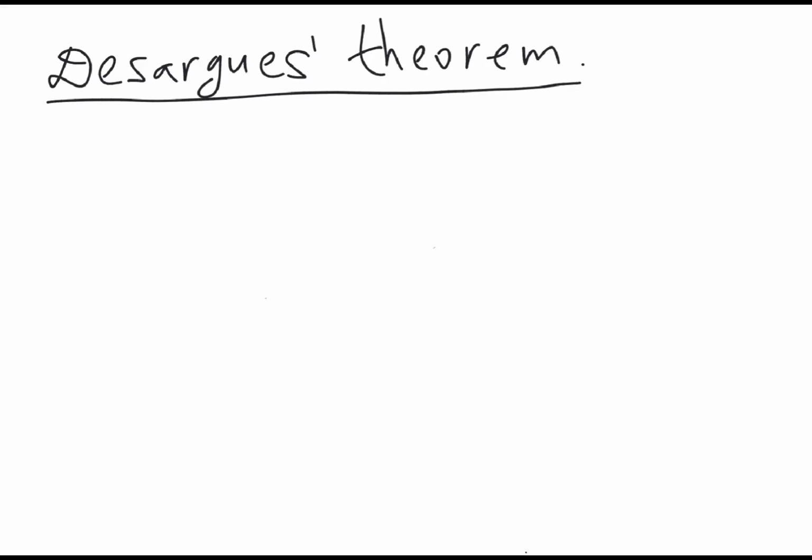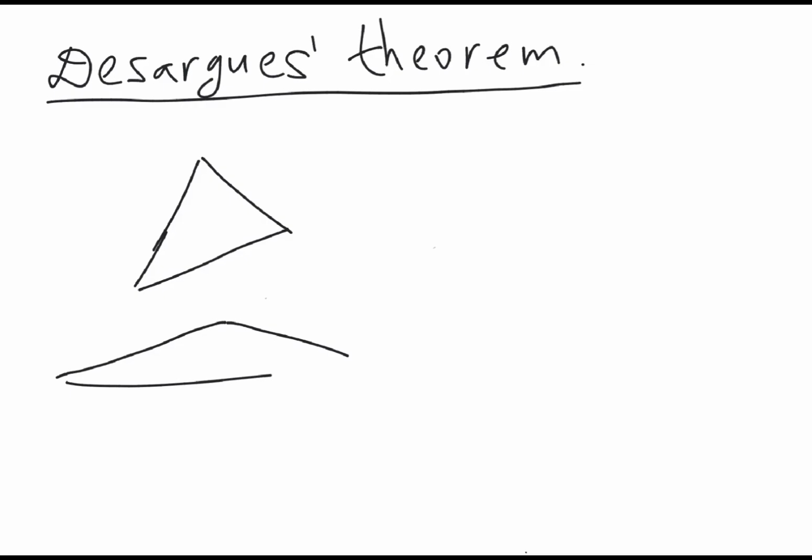Okay, in this video I'm going to talk about the Desargues theorem. So basically we have two triangles, a triangle like this and a triangle like this.